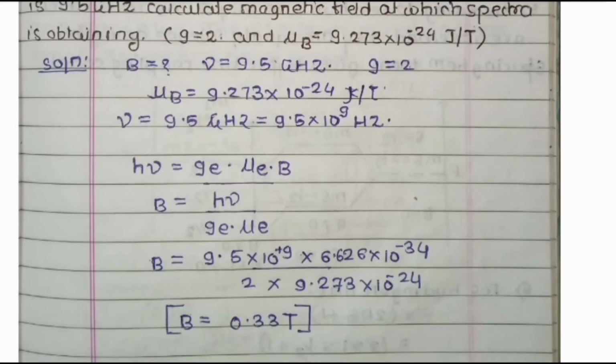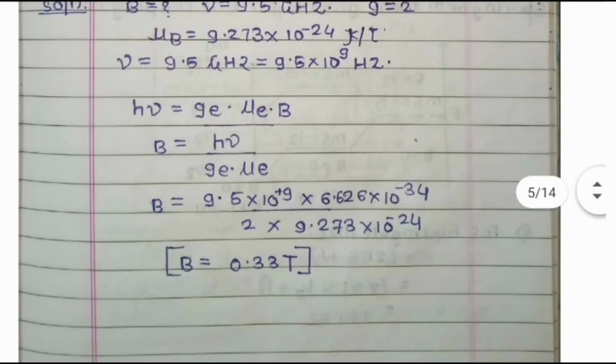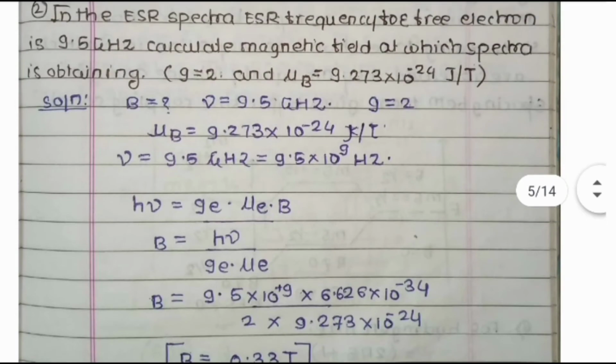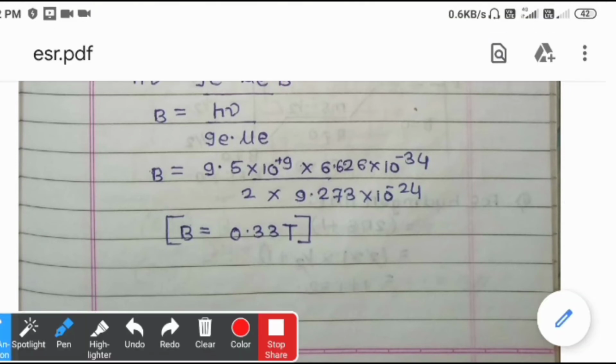So units are important. We need to find out the external magnetic field strength. How can we find it? Again we need to use the same formula, that is h nu equals g mu_E into B, and here we have been given a new g value and the mu_E value. We need to find the value for B. The frequency is given in gigahertz, so we need to convert gigahertz into hertz. So 10 raised to plus 9 for the conversion of gigahertz to hertz, and all other units are the same.